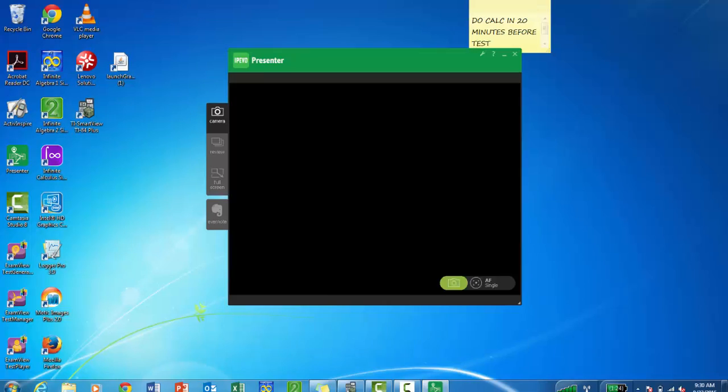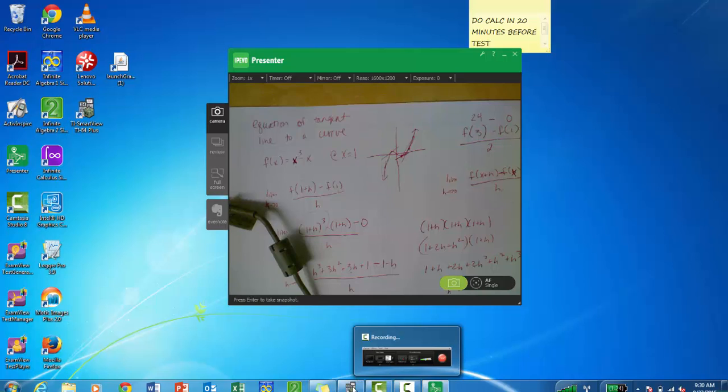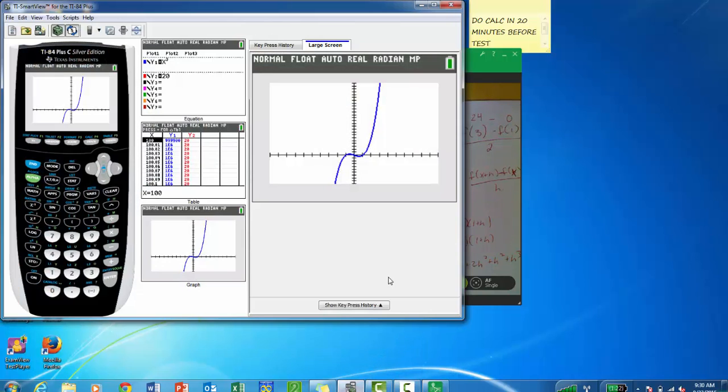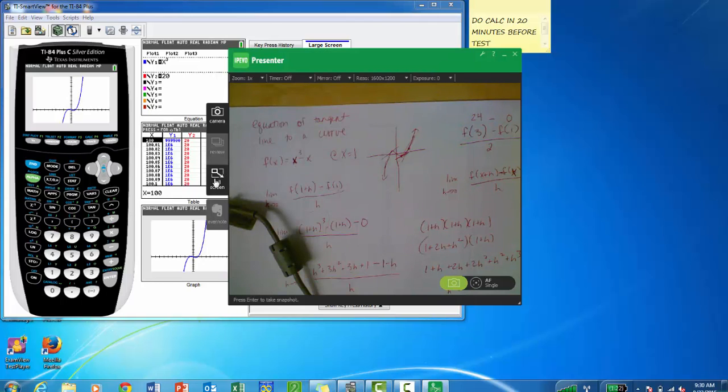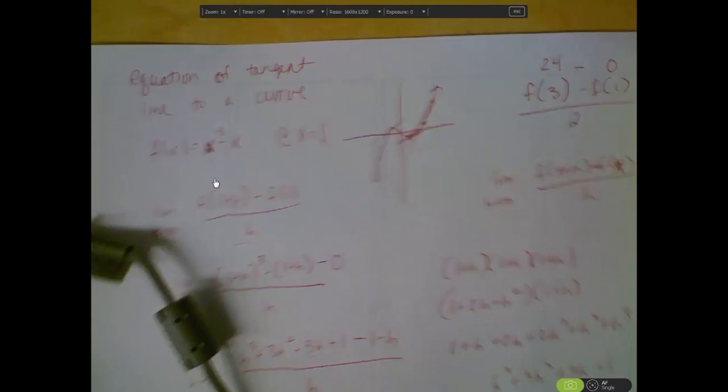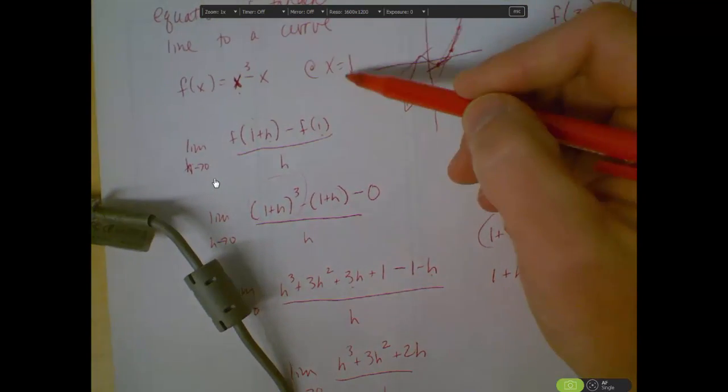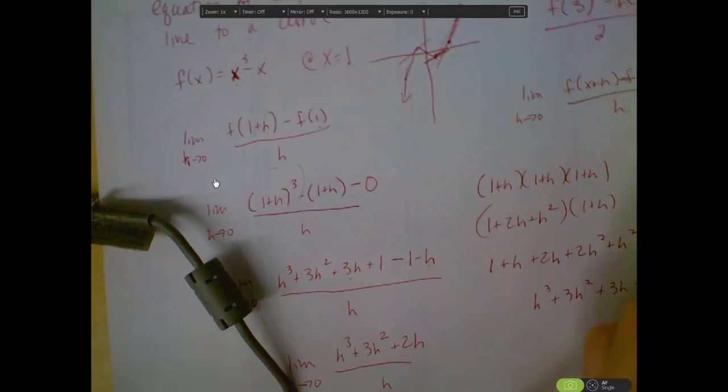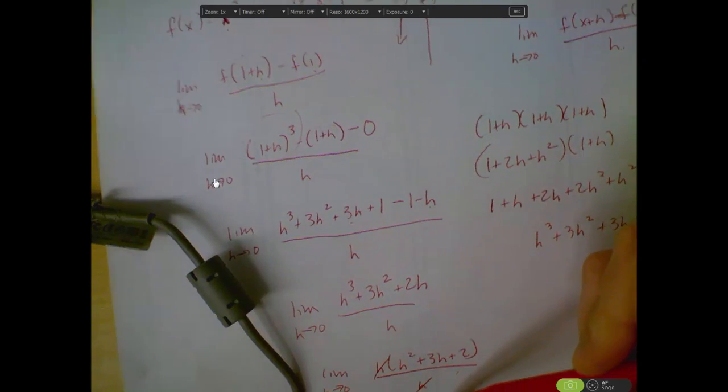Let's look at it on the calculator. The slope at x equals 1 is positive 2. That's all well and good, but the question asked for the equation of the tangent line, not just the slope, the equation. So let's think about what we need to write the equation of a line. We need a point and a slope. And all I know is that x equals 1 and the slope is 2. Do I know the y value?